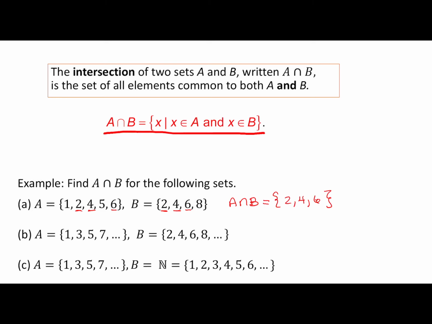How about part B? Here I have A is 1, 3, 5, 7, and so on. So the odd positive integers. And B is 2, 4, 6, 8. So even whole numbers. And so on. So what's in the intersection here? Well, A is all odd numbers and B is all even numbers. So there is nothing in their intersection. When there's nothing that's common to both, we write the intersection as the empty set.